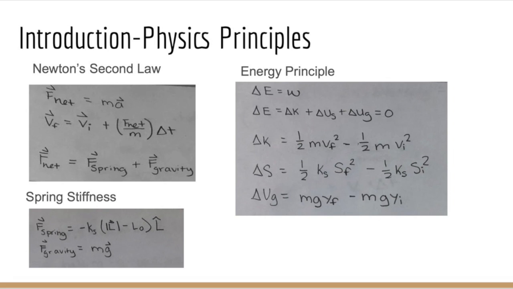In addition, we also use the energy principle, which shows that delta E equals W, and W is equivalent to delta K plus delta U sub S plus delta U sub G, which is the potential spring energy and the potential gravitational energy. Delta K is also equal to 1/2 mass times velocity final squared minus 1/2 mass times velocity initial squared. In addition, delta U sub S is equal to 1/2 the spring constant times S sub F squared minus 1/2 the spring constant times S sub I squared. And the change in potential gravitational energy is mg times y sub F minus mg y sub I.